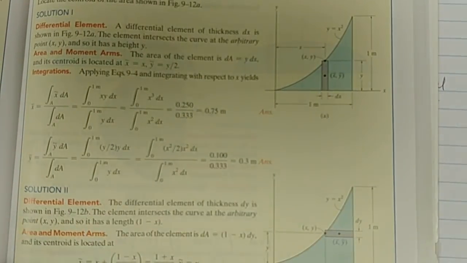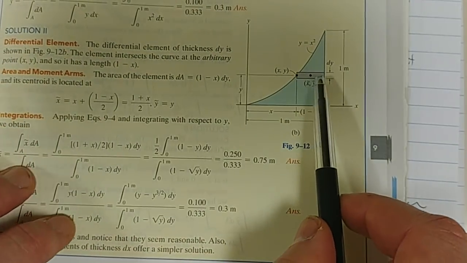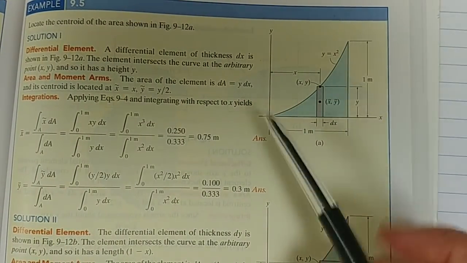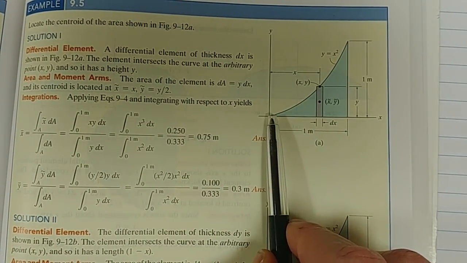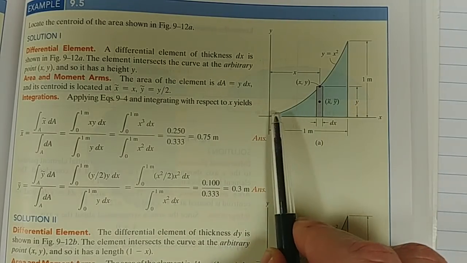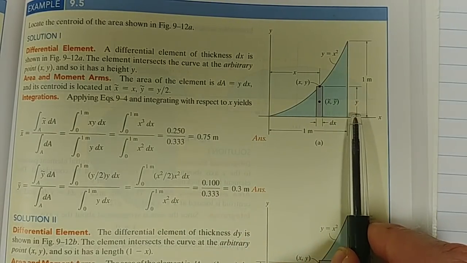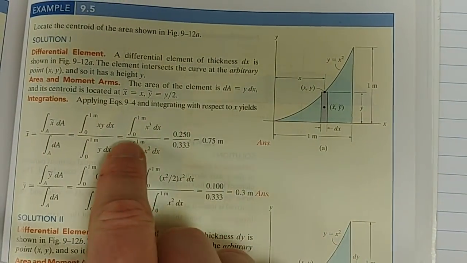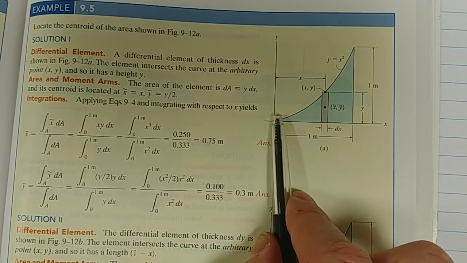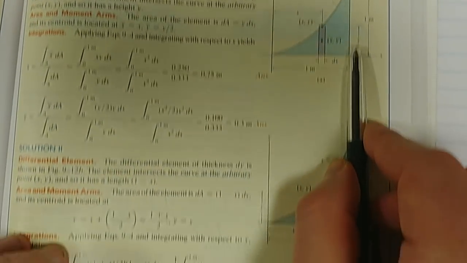And you solve it. If you've got this differential element like this, then what you're doing is summing from that side to that side. You're adding up all the differential areas as you move from there to there, because it's going from 0 to 1. So we're summing up this differential element and going across like that.